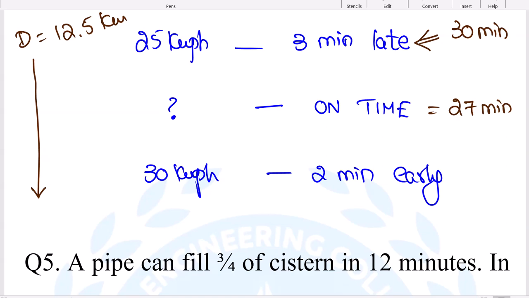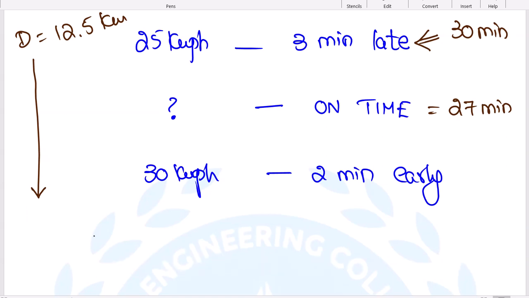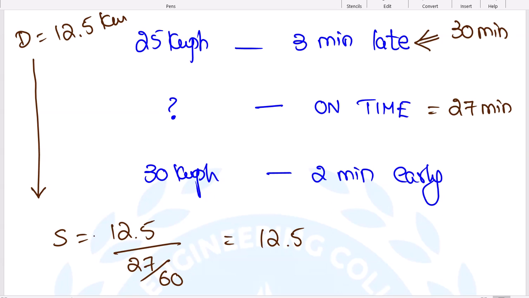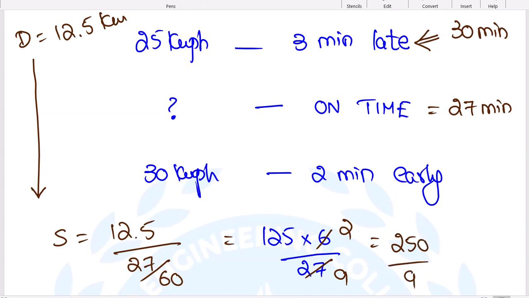Speed is what? Speed is distance by time. Distance is 12.5. Timing 27 minutes. I'm dividing by 60. I hope you understand why divide by 60. Why? We want speed in kilometer per hour. Timing is in minutes. We want to convert into hour. So 12.5 multiplied by 60 means it's 125 into 6 divided by 27. 3 2 times, 3 9 times, 250 divided by 9. So 9 2 times 18. So we have 70 gap. So it's, as your friend said, close to that. So 63, 7 by 9, 27.77, or 27 7 by 9 kilometer per hour.